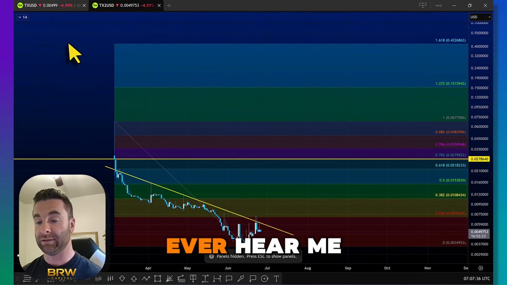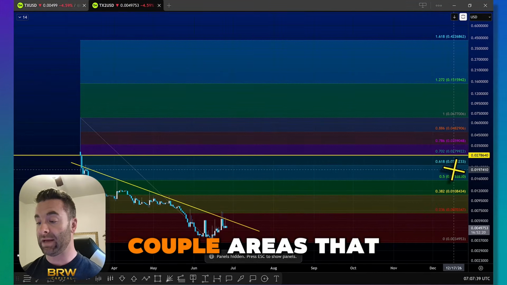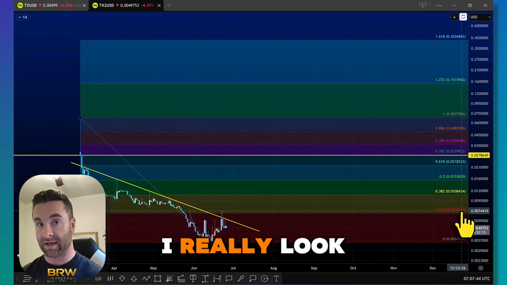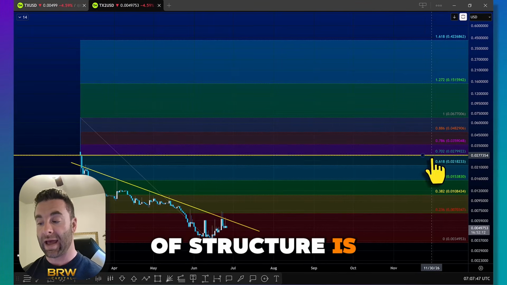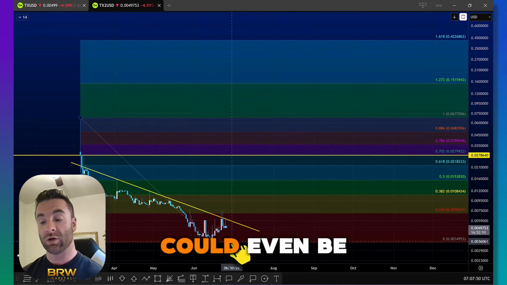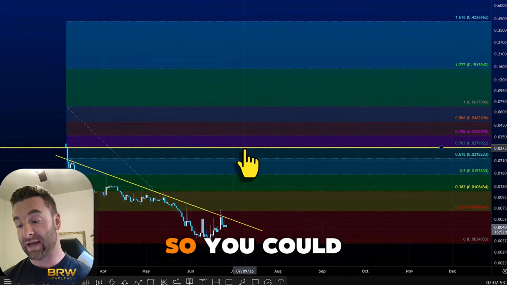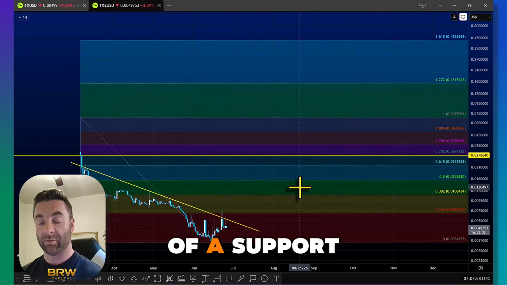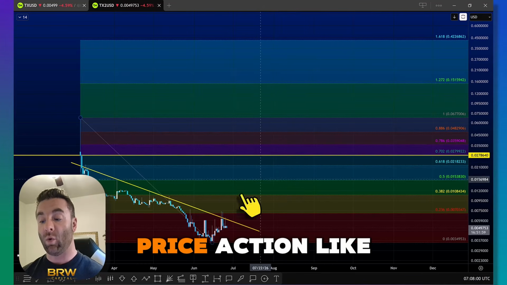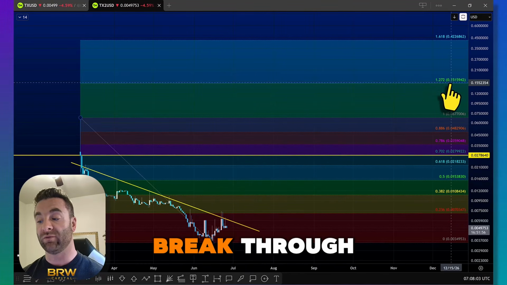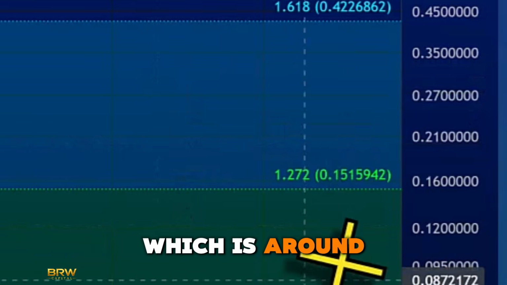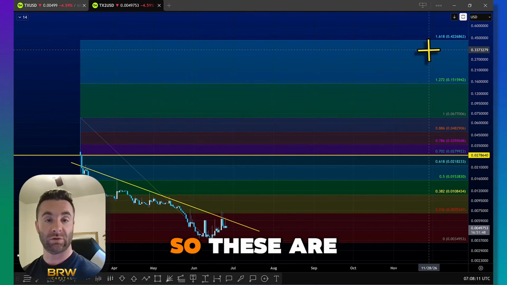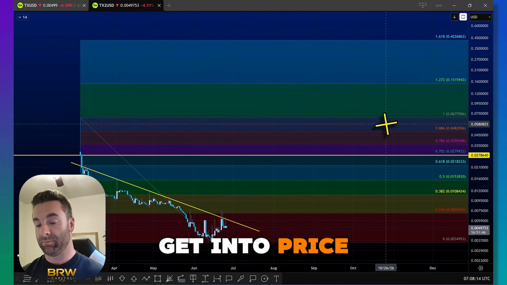So if you ever hear me talk about Fibonacci, there's a couple areas that I have to explain. The only 3 things that I really look at for the most part in this type of structure is the 702, because it's a reactionary point, could even be a resistance point or something, right? So you could draw price action to bounce here, create more of a support, more of a price action like an ABC, or we could break through and then we would come to our first target, which is around 15 cents. And then ultimately it's 42 cents. So these are areas of interest once we do get into price discovery.